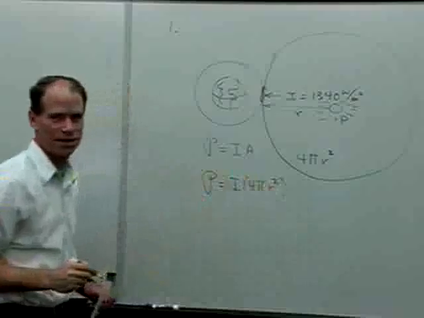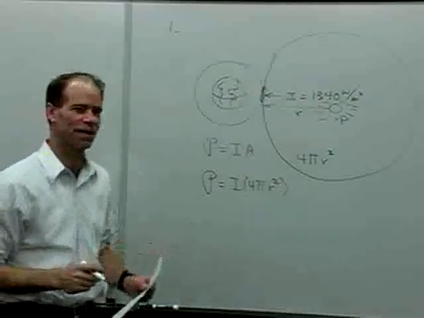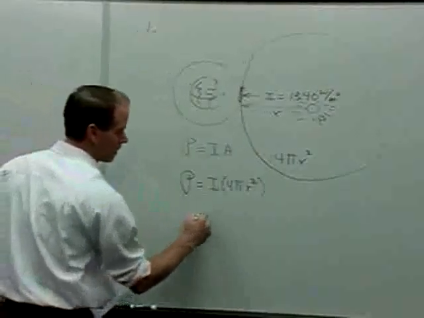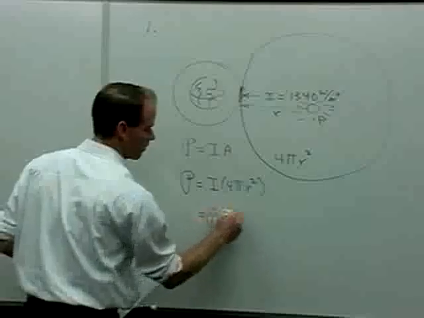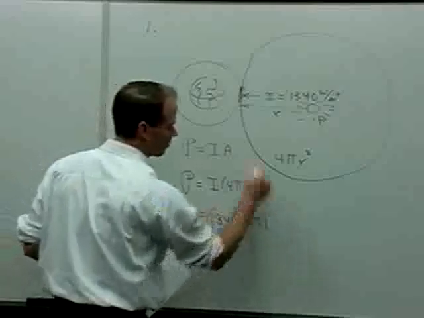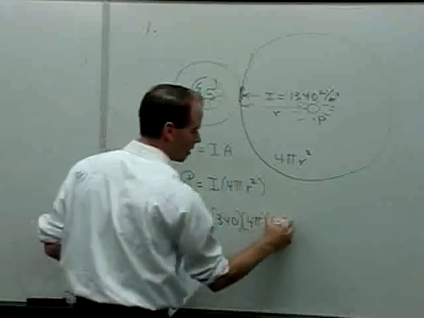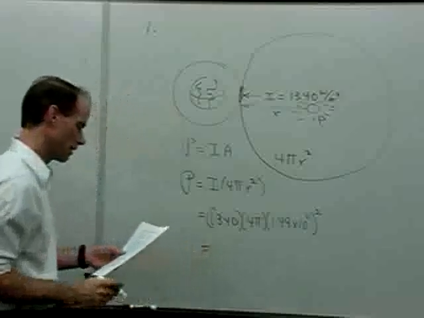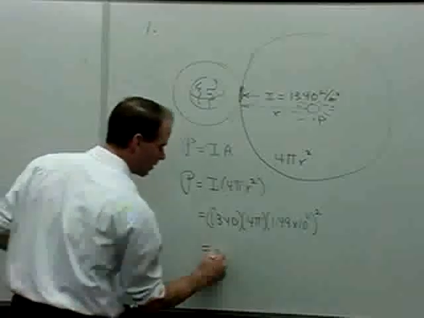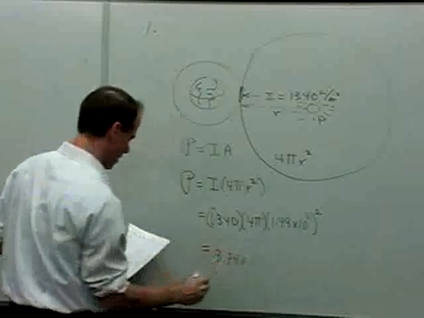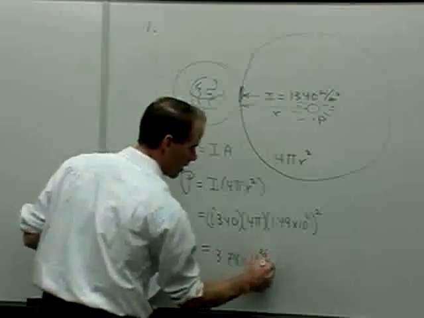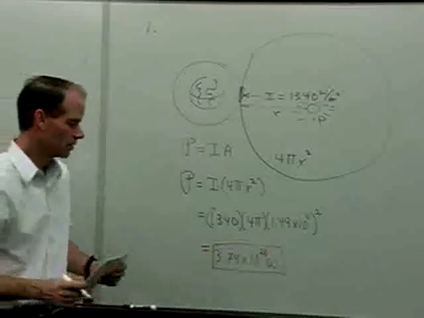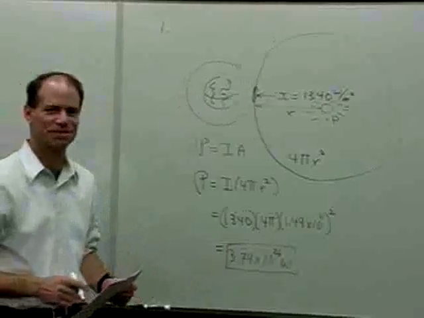I'm using a script P because later on we're going to use a different P for pressure. So I'm using script P for power. So this would be 1,340 watts per meter squared times 4 pi times the radius of this circle, which was 1.49 times 10 to the 11 squared, gives us 3.74 times 10 to the 26 watts. So quite a lot of watts from the Sun.